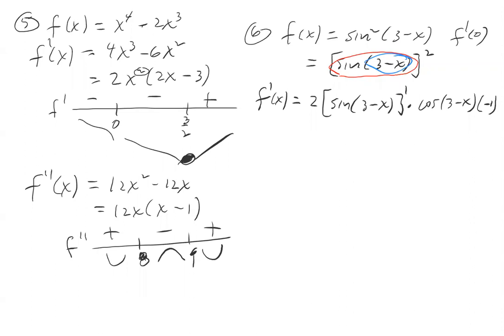And for AB, we don't have to go any further. So all you have to do now is plug in 0. What happens when you plug in 0 for x? You get 2 times sine of 3 cosine of 3 times -1. I think you can pick out the answer now.